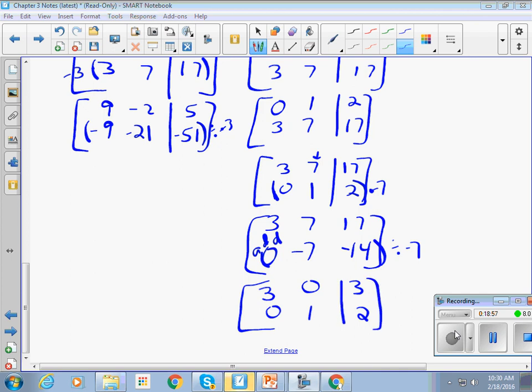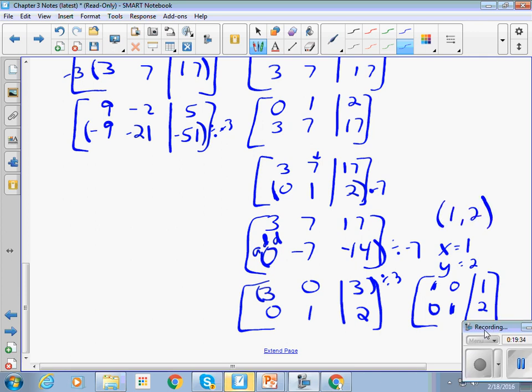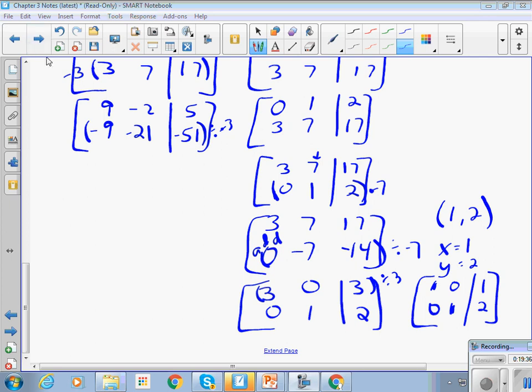Last step is to take this row and divide it by 3. So my final answer is going to be 1, 0, 1, 0, 1, 2. So my x value, because this is my x column, is equal to 1, and my y value, because this is my y column, is equal to 2. So my answer is 1, 2. Okay.